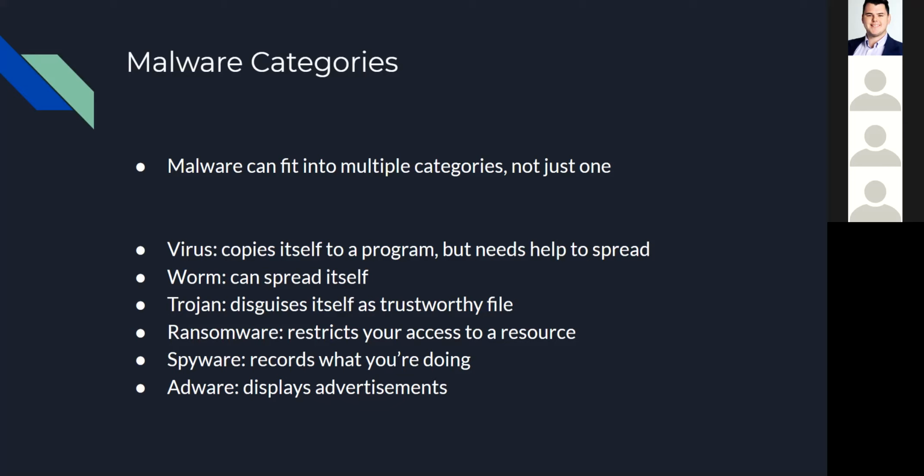They can mass email themselves. They can spread over the local network, stuff like that. They don't need user intervention. A Trojan is something that you download off the internet, like a free Minecraft account generator or whatever, and then all of a sudden, all your important Minecraft documents are encrypted.